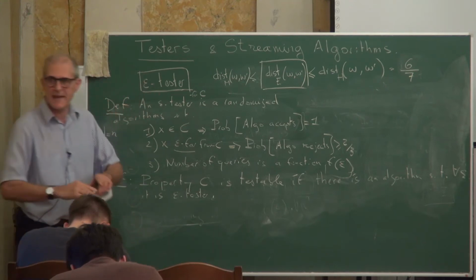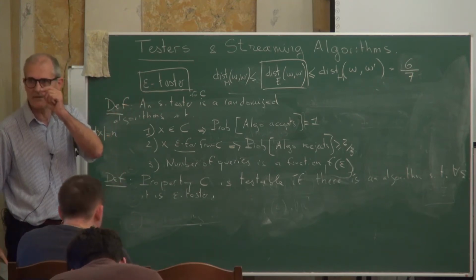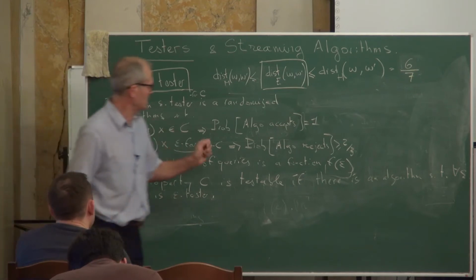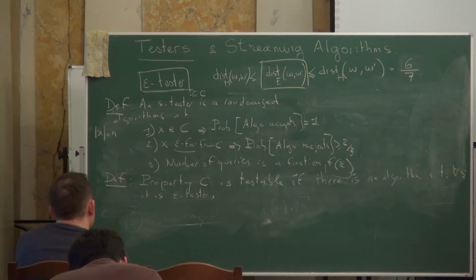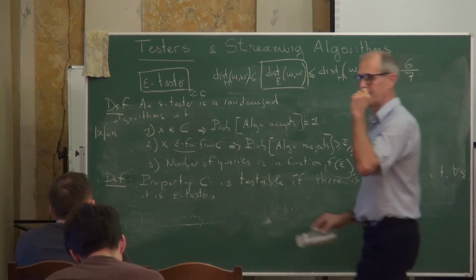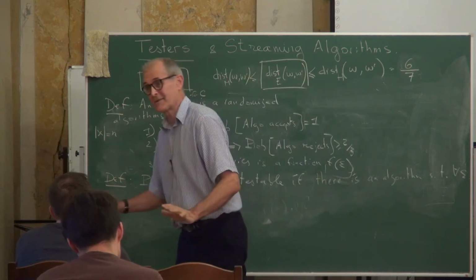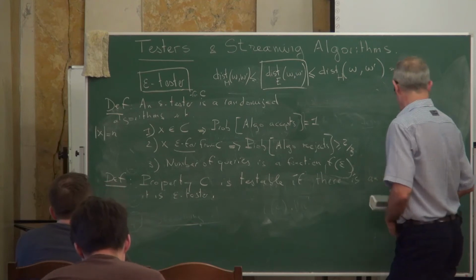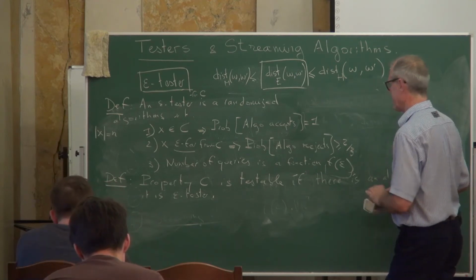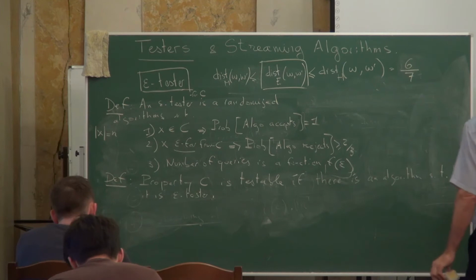Okay, in other words, it's the same algorithm for any epsilon. So if I give you epsilon equals 10%, you work with the algorithm. If I give you epsilon equals 10 to the minus 10, it's the same algorithm, just the parameters are different. So that's important.